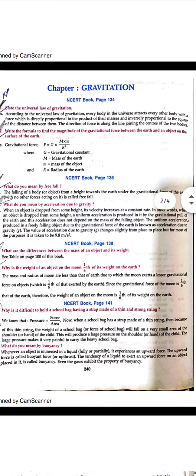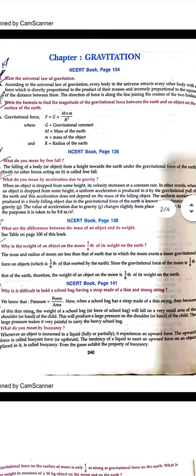So see the first question. State the universal law of gravitation. In the universal law of gravitation, what we have read is that gravitation is a force by which every object in the universe attracts each other, right? And gravitation is that attractive force. We have learned this earlier also.